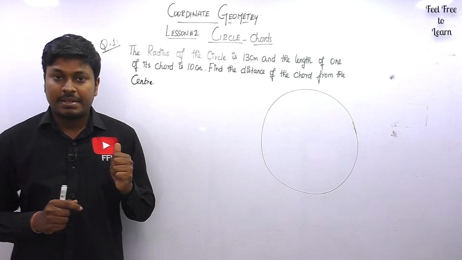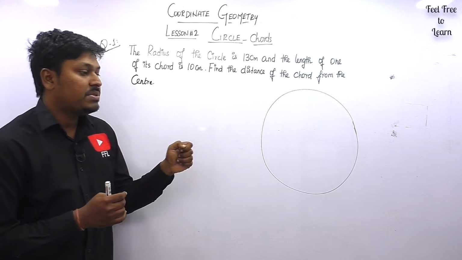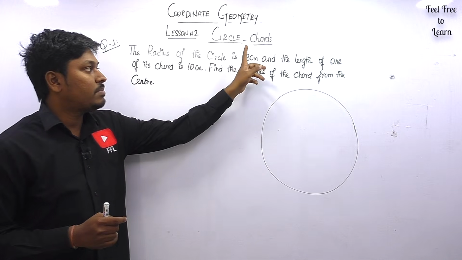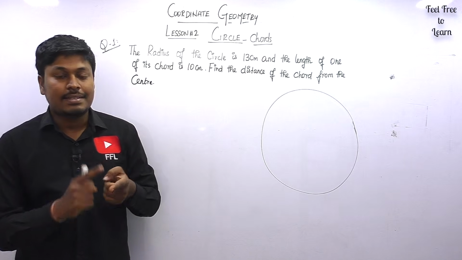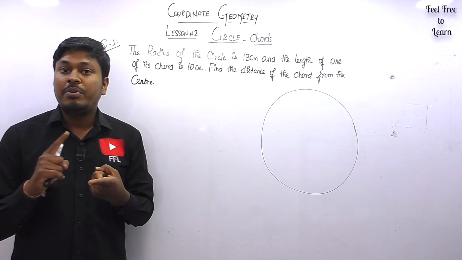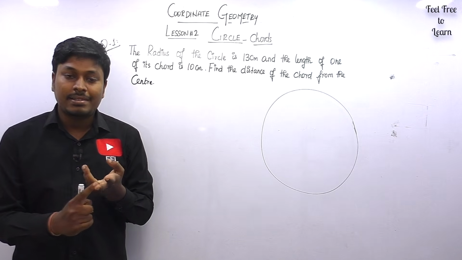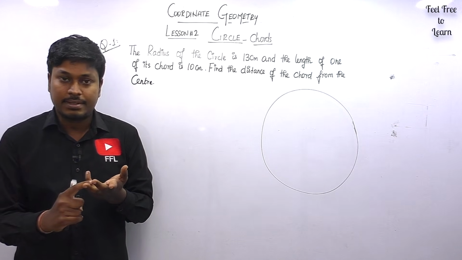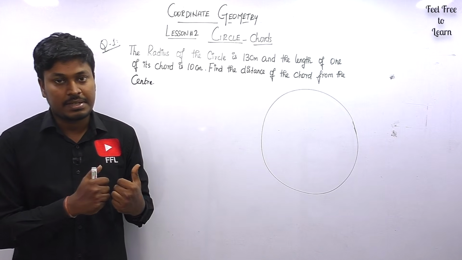So in this lesson number 2 on the topic coordinate geometry, we are going to solve 5 to 6 questions based on the concept called chords. So don't forget to watch the previous lesson, that is lesson number 1. I have clearly explained what chords are, and there are two important notes. One is bisect and second is equidistance, right? So without watching lesson number 1, kindly don't watch this lesson number 2.